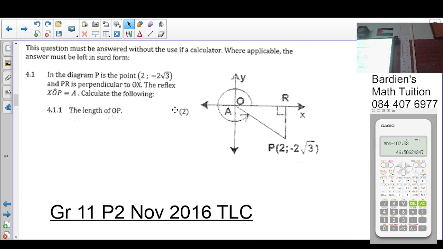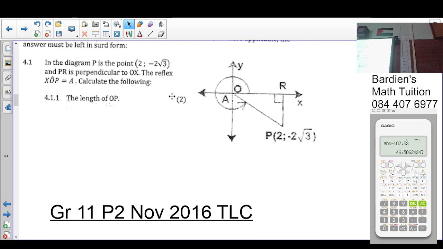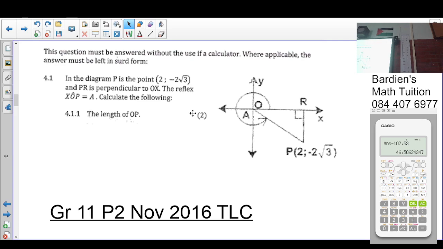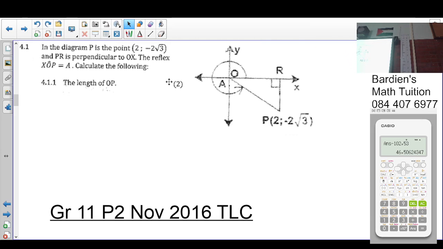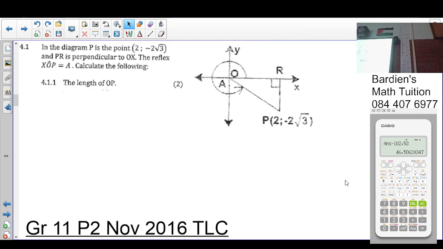Alright, let's look at question 4. This question must be answered without using a calculator. Where applicable, the answer must be left in surd form. Let's go to the first one. In the diagram, P is the point (2; negative 2 root 3), and PR is perpendicular to the x-axis.